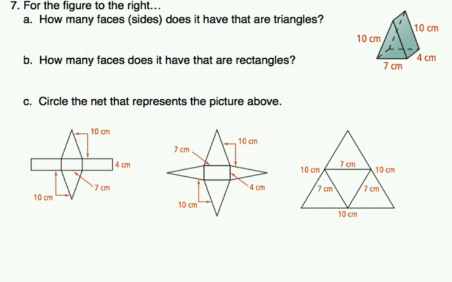Pause here and try number 7, parts A, B, and C on your own. If you look to the figure to the right, it has a triangle facing you and then a triangle behind that, parallel to the original triangle. So that's 2 triangles. If you said 2 triangles, well done. How many sides or faces does your figure have that are rectangles? Well, there's a base rectangle, there's a rectangle on the right, and then there's a rectangle on the left. That would be 3.